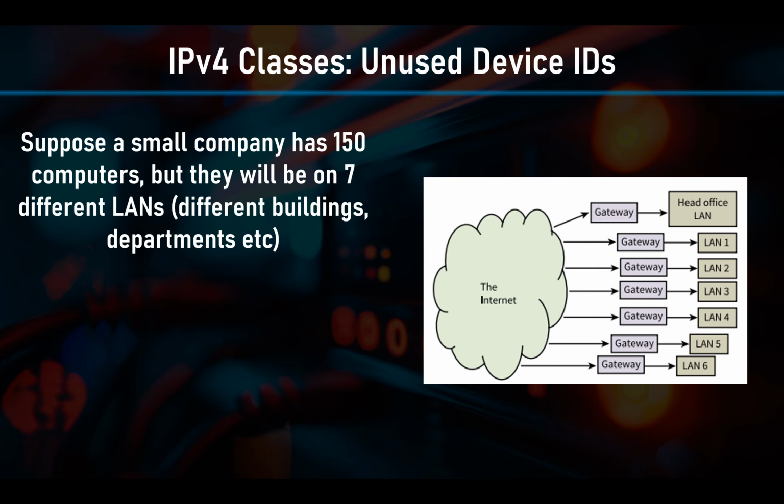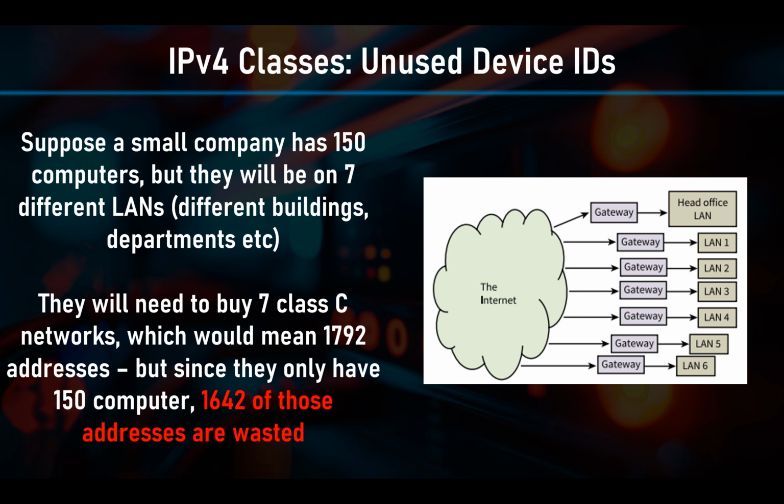Right, so something that you could do, and this is kind of going on to subnetting really. Suppose a small company has 150 computers, but you want them on 7 different LANs. For example, maybe they're in a different building, different departments. You have a finance department, research department, customer service department, and you want each of them on a different network. In this case, they would need to buy 7 Class C networks, which would mean, I guess, 17,092 addresses. But again, since they've only got 150 devices, then 1,642 of those addresses are wasted.